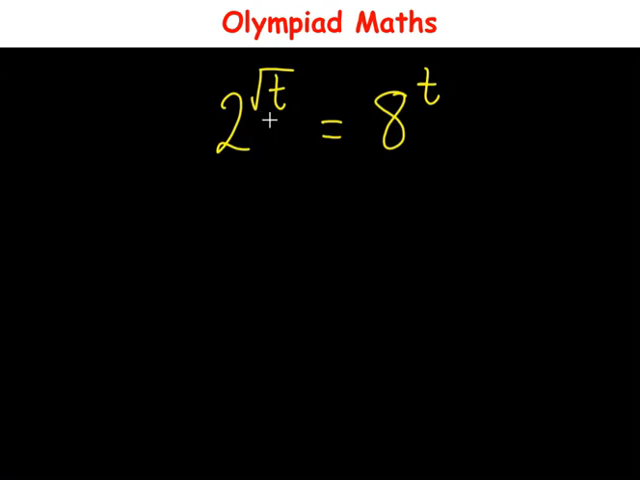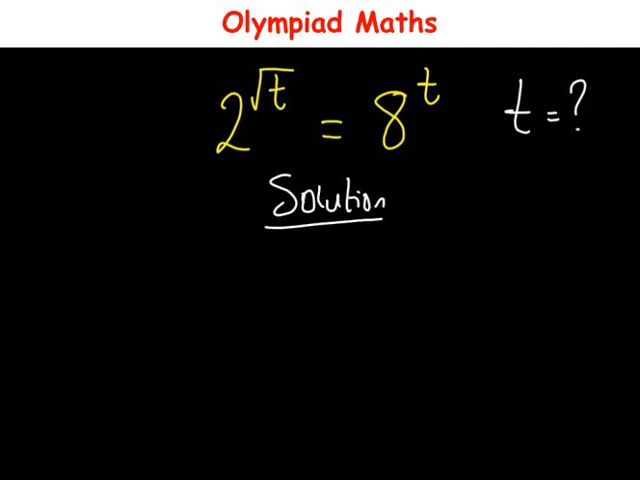So we have 2 raised to power root t is equal to 8 raised to power t. And here, we want to solve for the value of t. So t is equal to question mark. Now to do this, solution. So we have 2 raised to power root t is equal to 8 raised to power t.